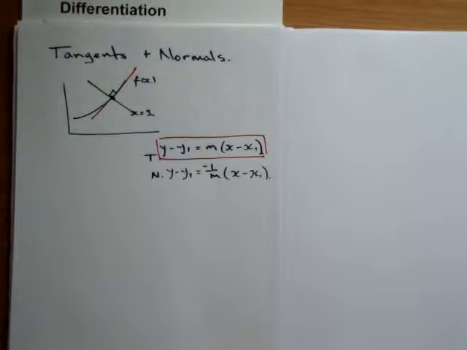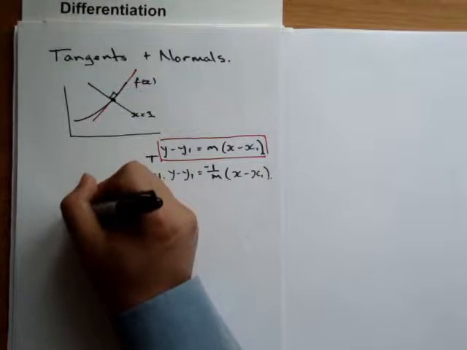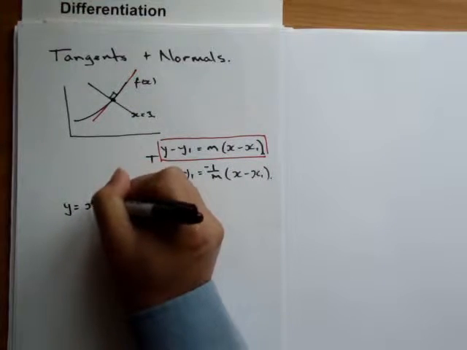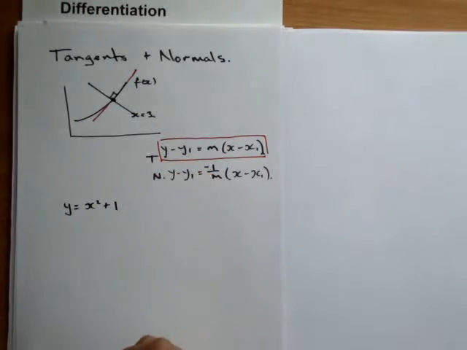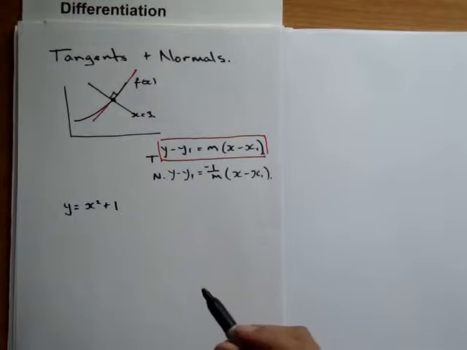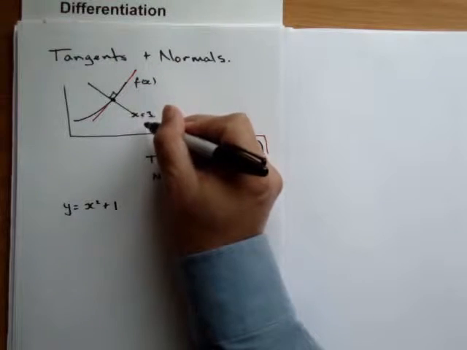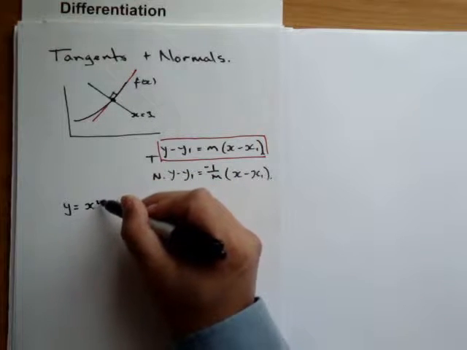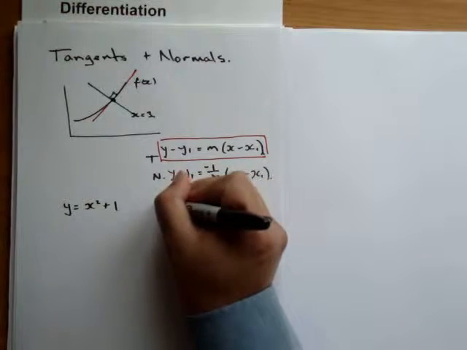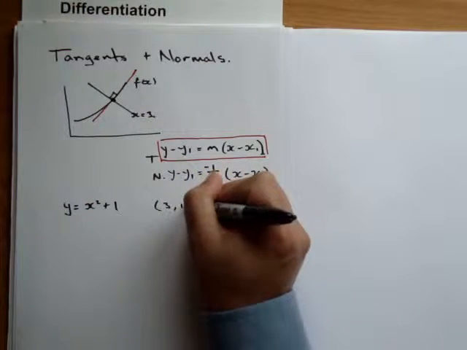So let's go over an example. So say we had y equals x squared plus 1. So first of all we need to find our y value. So x was 3, so let's put in x. So 3 squared is 9 plus 1 is 10, so our point at that point becomes 3, 10.